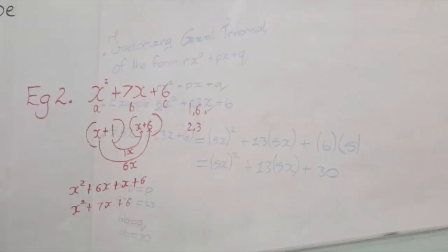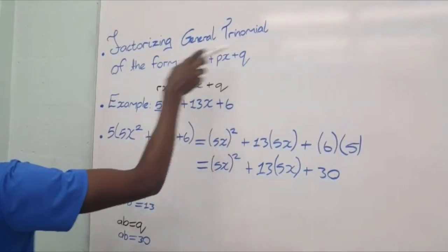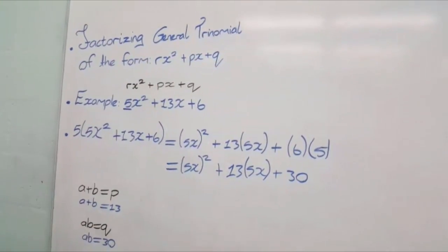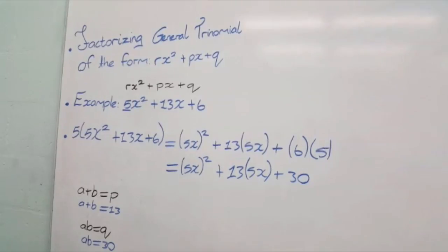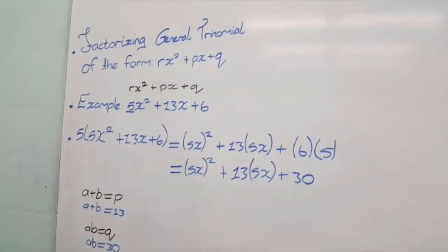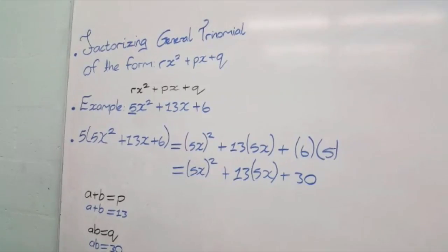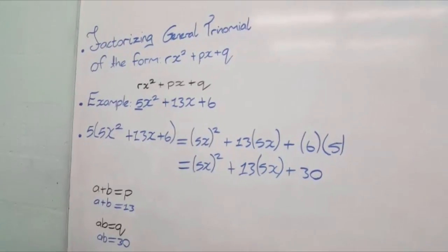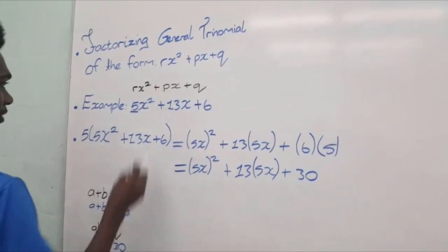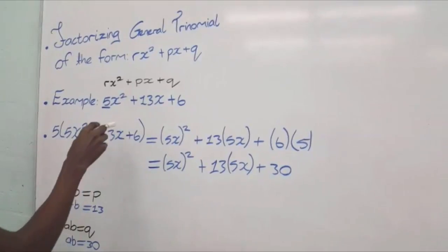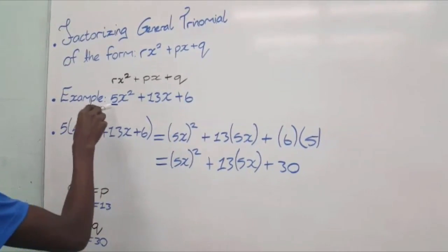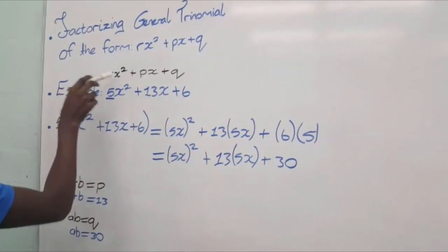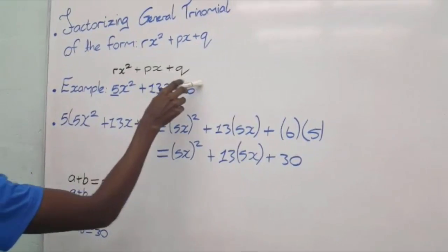And that is it. Factorizing general trinomial of the form rx squared plus px plus q. Just a brief recap, a trinomial is an expression that consists of 3 names or parts or terms. The trinomial which we are going to deal with now is one which has a coefficient other than 1 for x squared. So for example, this expression here has a coefficient other than 1, which is 5 for x squared.